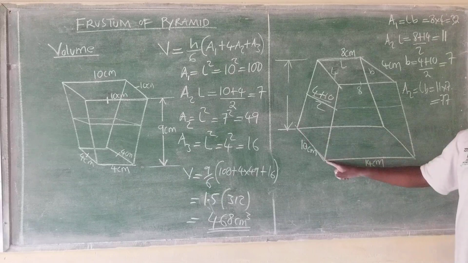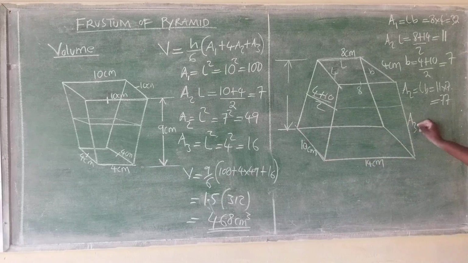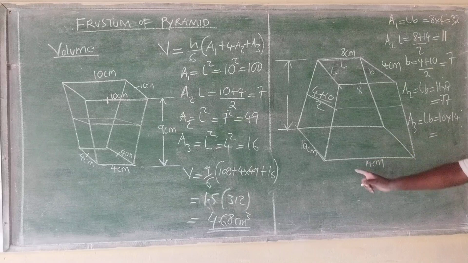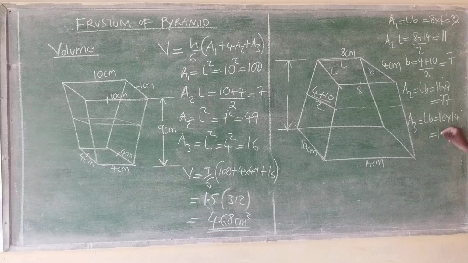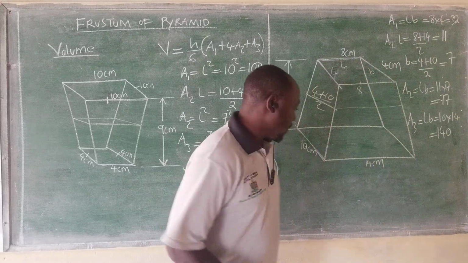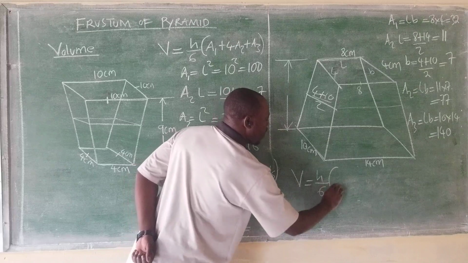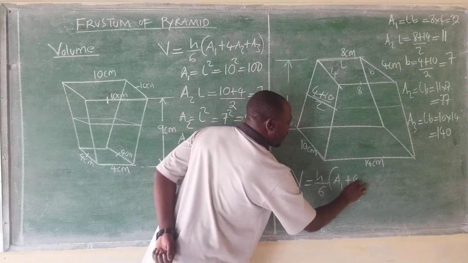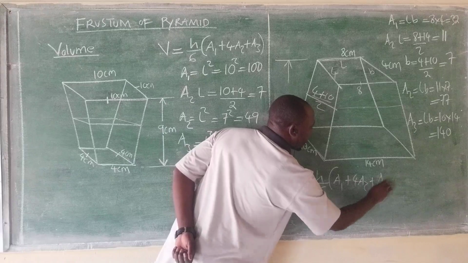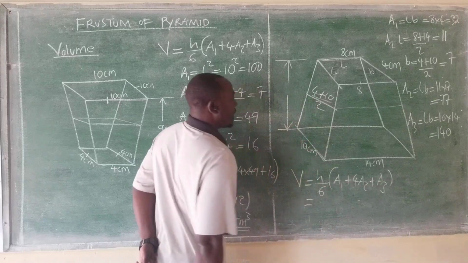Then area 3 is straightforward. It's just the area for the base here. So area 3 is equal to LB, which is 10 by 14, or 14 by 10. It's giving us 140. Are we together? To now find the volume, we say V is equal to H over 6, open bracket, area 1 plus 4 area 2 plus area 3. What's the height?